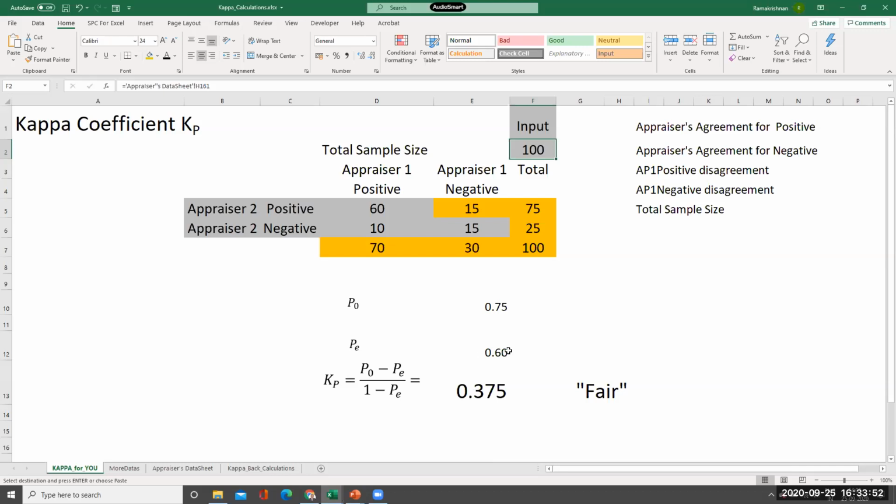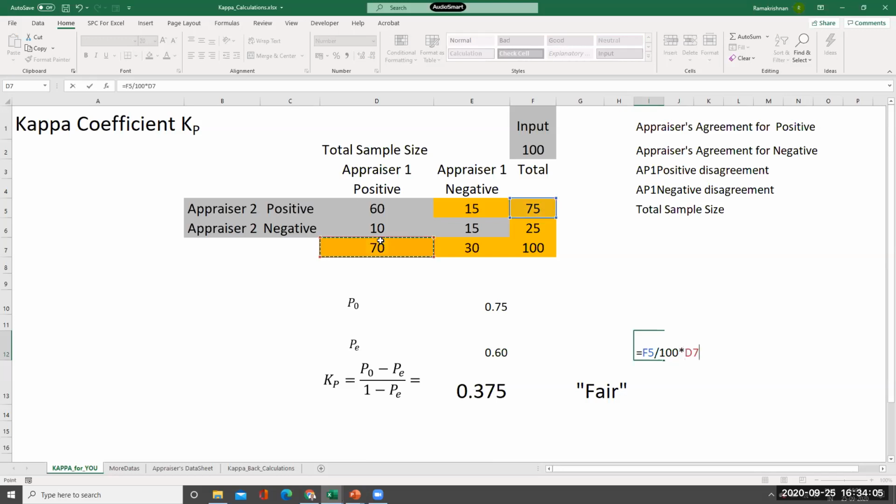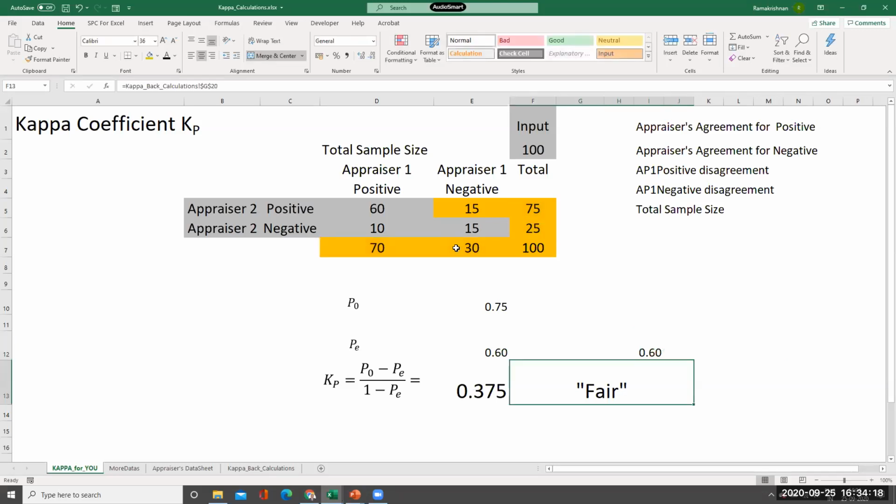And then PE is 0.6. I told you how we got it, right? If you want, we can do it again. PE is equal to 75 by 100 multiplied by 70 by 100, plus 25 by 100 multiplied by 30 by 100. And then we have added already, right? So it's 0.6. And then you know how to get this kappa coefficient: 0.75 minus 0.6 divided by 1 minus 0.6. You get 0.375, fair.